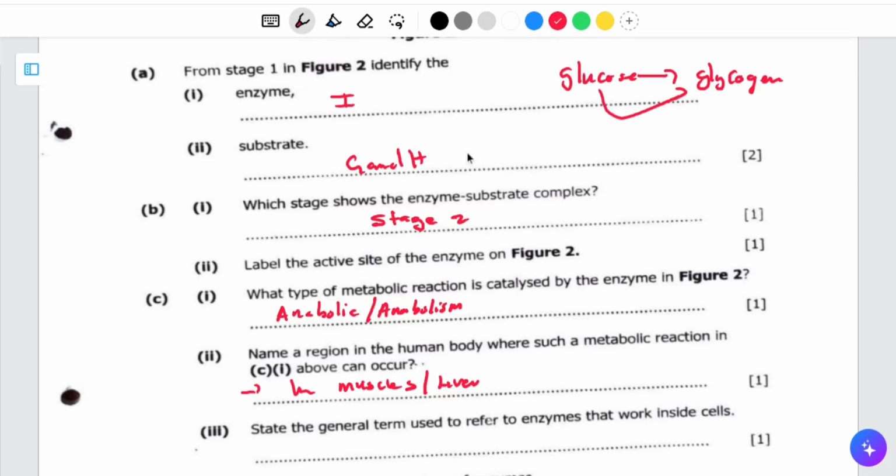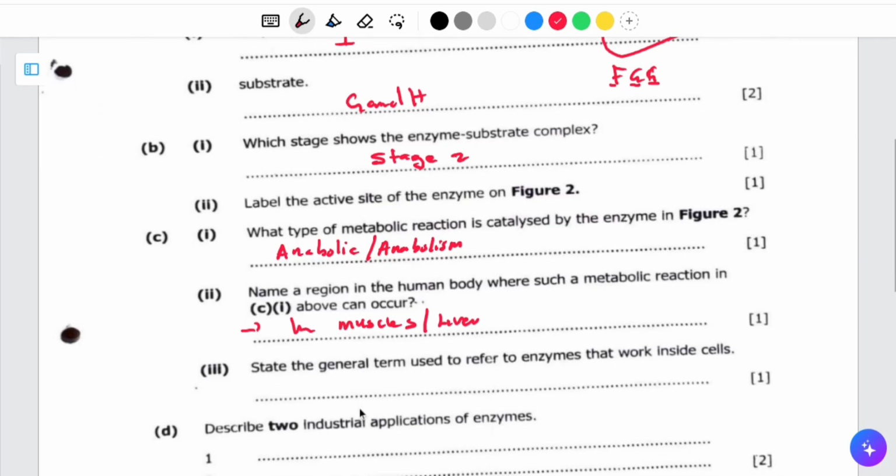Monosaccharides, we can just say they are FGG. FGG means we have fructose, galactose as well as glucose. These can be used to build up the polysaccharides like starch, glycogen as well as cellulose. They can be built from the monosaccharides. So that is the explanation here. We are changing glucose into glycogen, which is a polysaccharide.